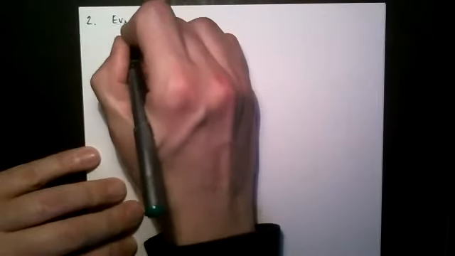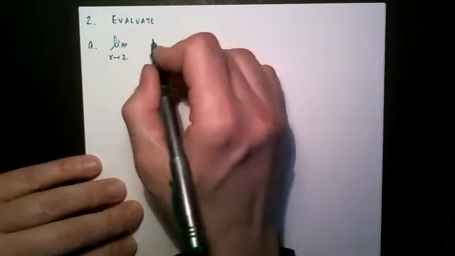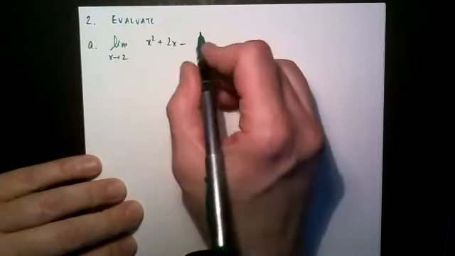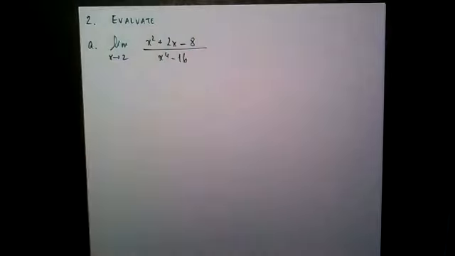Okay, let's go. So let's do a few more examples. So let's evaluate some limits. Okay, so we're still at the beginning of the course, probably the first week or so. So number 2. Evaluate the limit as x approaches 2 of x squared plus 2x minus 8 divided by x to the fourth minus 16.